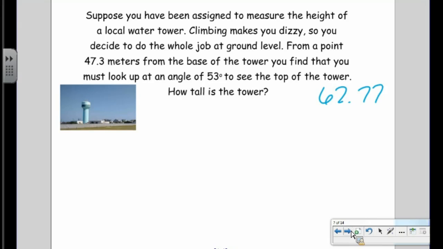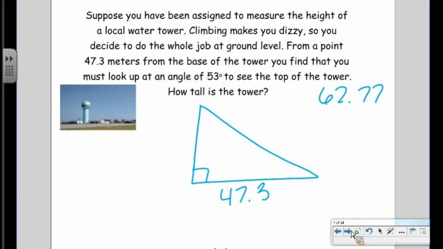So what I've said time and time again is to start yourself out with a right triangle. You are 47.3 meters from the base. When you hear the word base, you should be putting these numbers at the bottom, base. You look up at an angle of 53 degrees. This is you looking up. See, this is like your line of sight. You're looking up at an angle of 53 degrees. How tall is the tower? This is the tower right here. So you have to put all your values in the correct spot to even begin to solve this correctly.